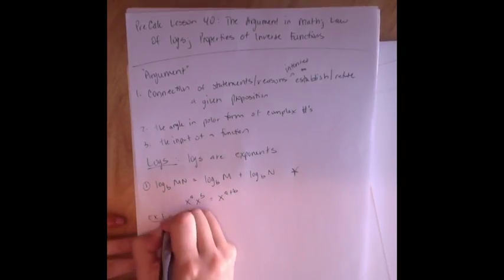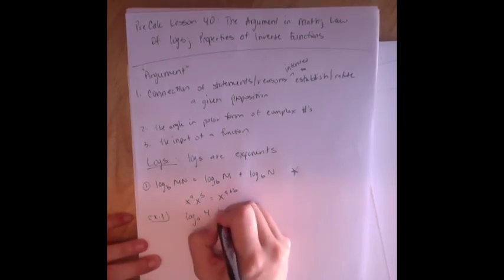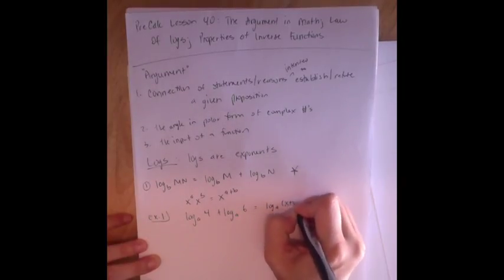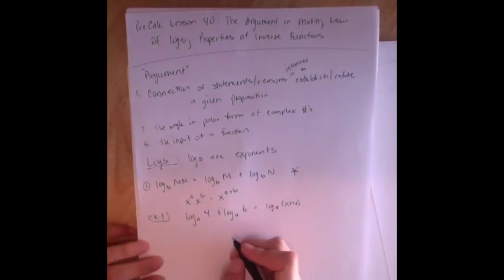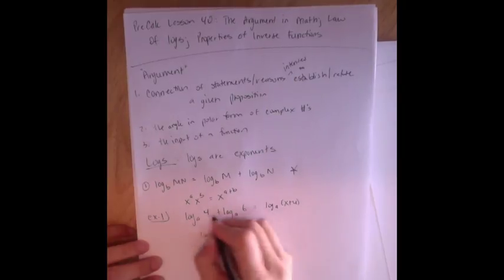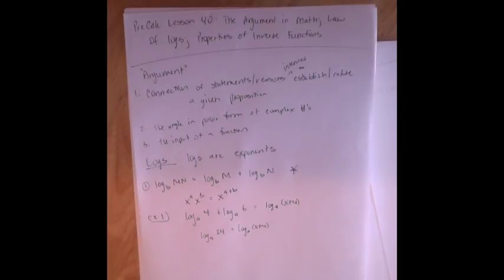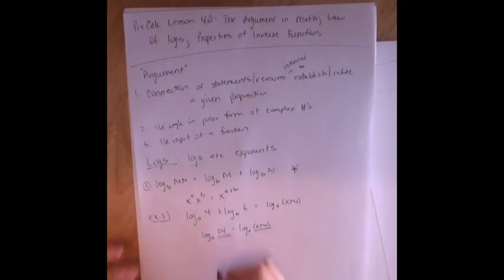Now let's do an example with that rule. We want to solve the log base a of 4 plus the log base a of 6 equals the log base a of x plus 4. I'm going to rewrite the left side as the log base a of 4 times 6 equals the log base a of x plus 4. If we have two logs of the same base equal to each other, I can set their arguments equal. So 24 equals x plus 4, so x is 20.